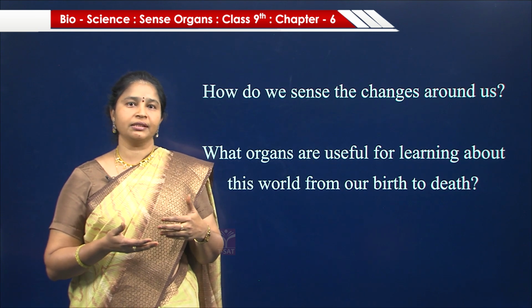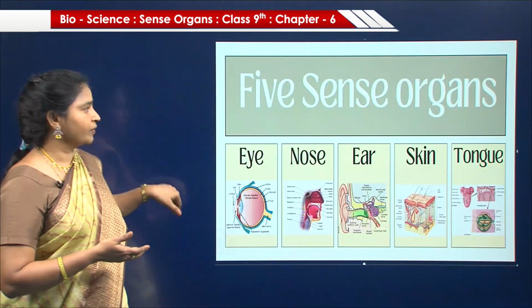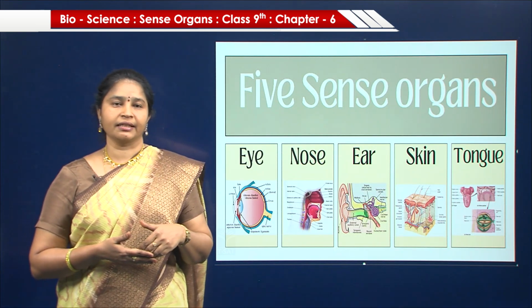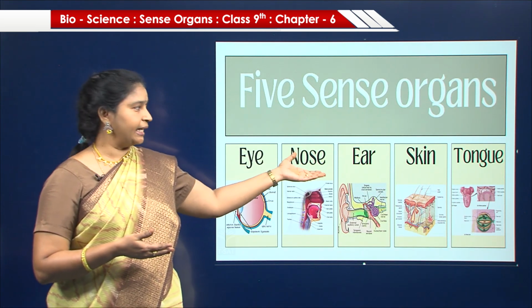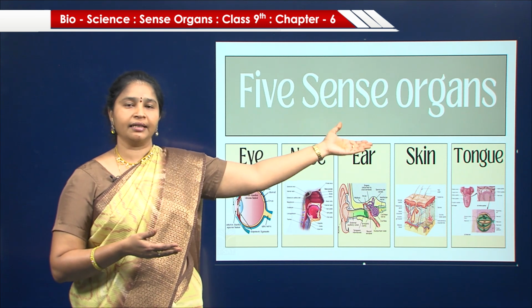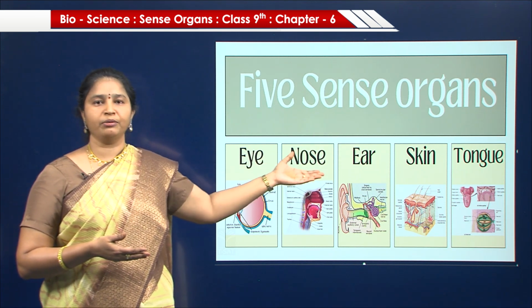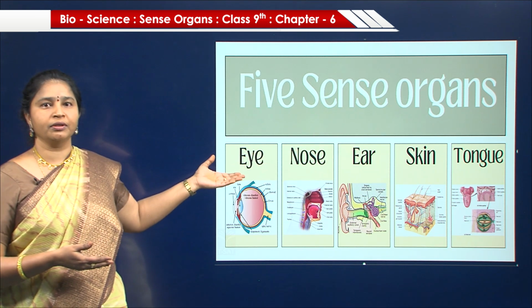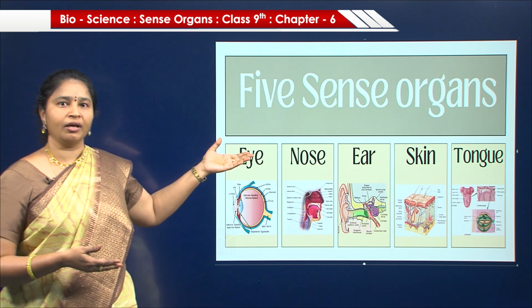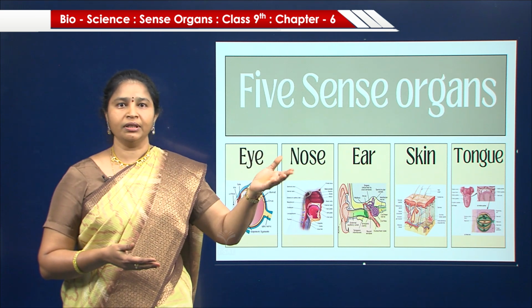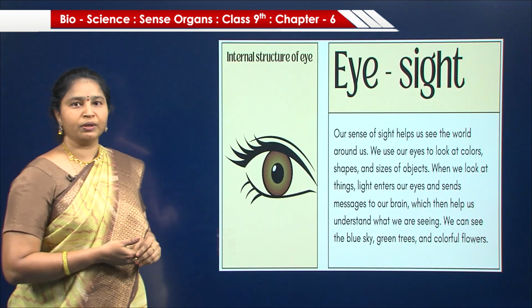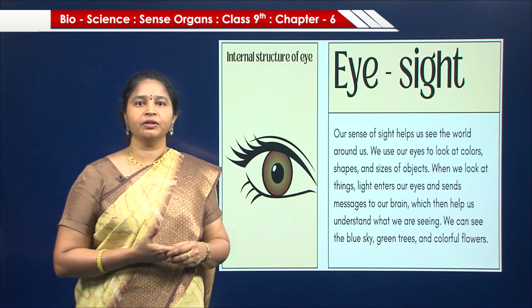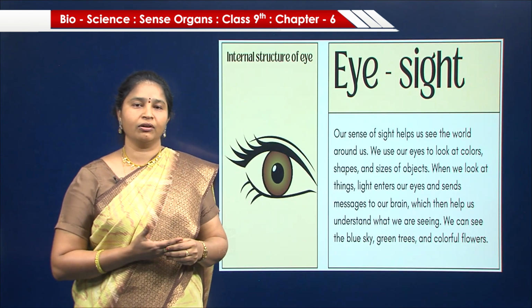So, how many sense organs do we have? Five sense organs are there. What are they? Eye, nose, ear, skin and tongue. Let us see one by one how they are useful in knowing the things around us. First one is eye. Eye is useful for us in seeing things around us.